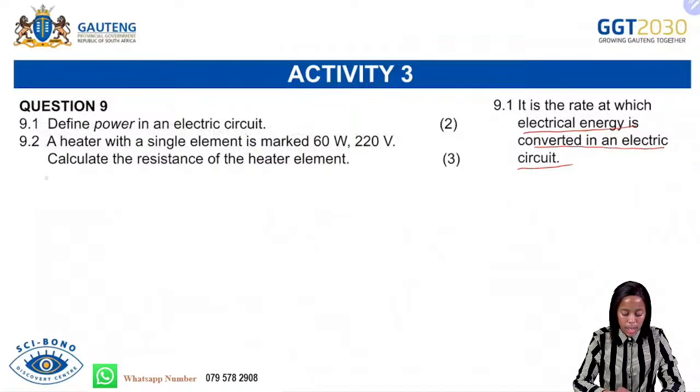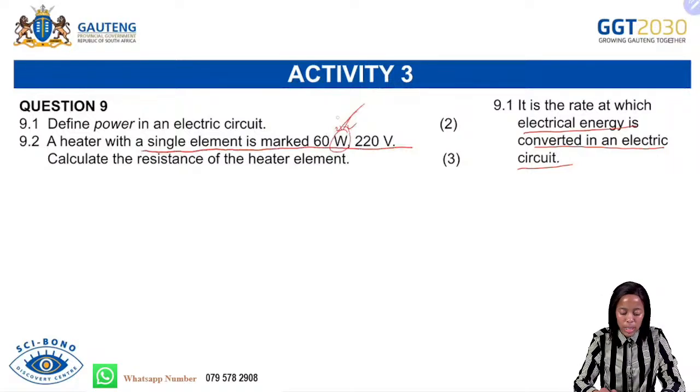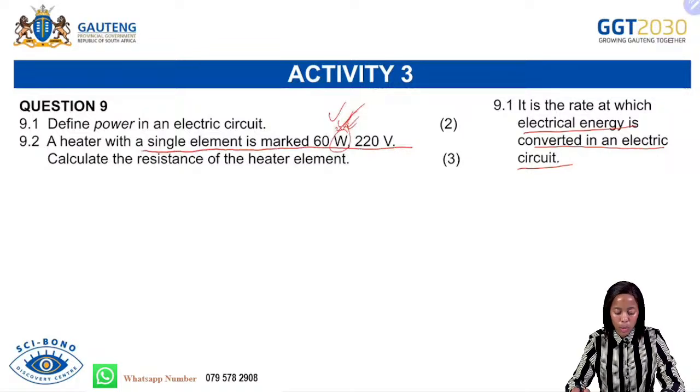Then with the next one, it says a heater with a single element is marked the following. So this heater is marked 60 watts. So you need to identify that, if you have the letter W, it represents, in this case, the power. And then 220 V represents the potential difference.